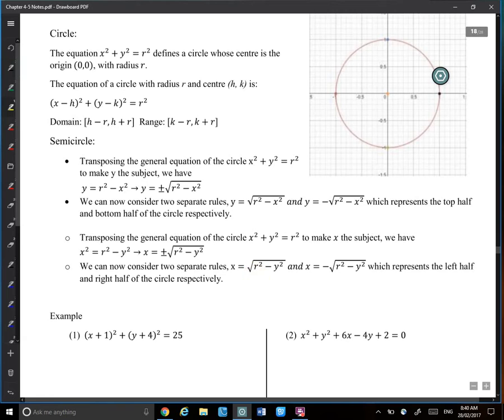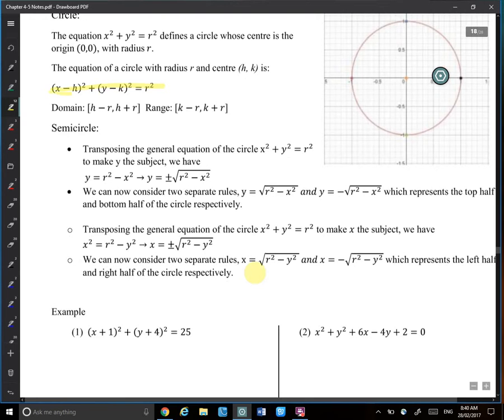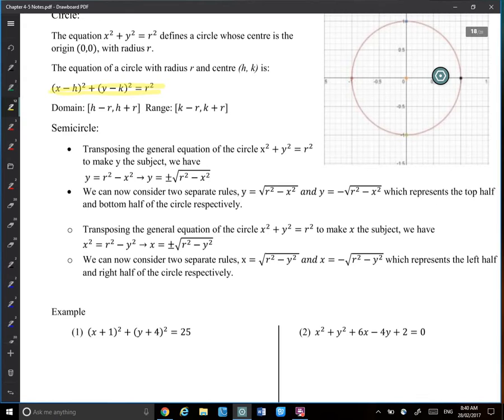The equation of a circle, so that one is what you're going to remember, is x minus h squared plus y minus k squared equals r squared. That gives you the center at h comma k, and the radius is r. And you will talk about domain and range now.